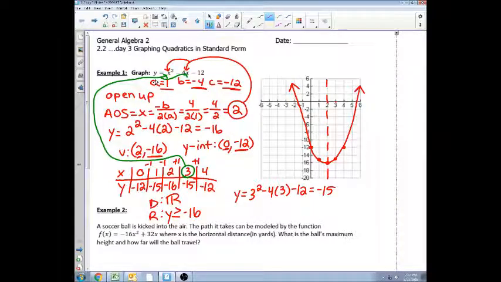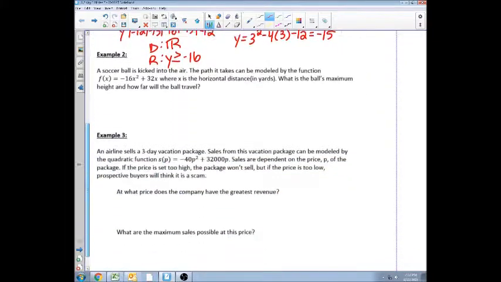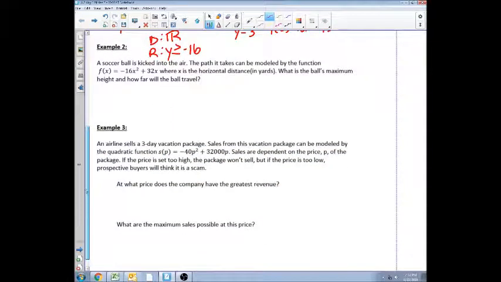You do need to have all those steps in there. I need to have my A, B, and my C. I need to say whether that opens up or down. I need to have my axis of symmetry. I need to have my vertex, my y-intercept, my table, my domain, and my range, and I need to graph it. Okay? You need to know how to do all those steps. Now on to story problems. That first problem was just review.